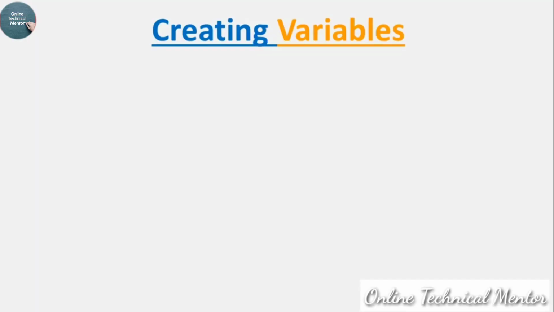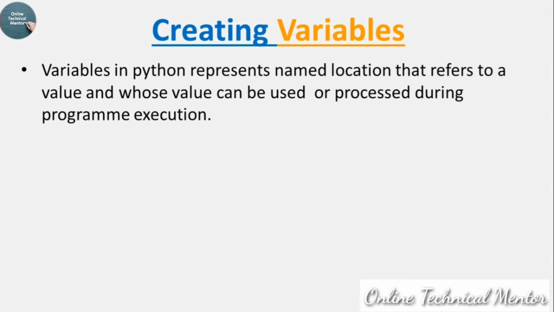Let's start with Python variable and its naming convention. Variables in Python represent named location that refers to a value and whose value can be used or processed during program execution. So you can think a variable as a container.